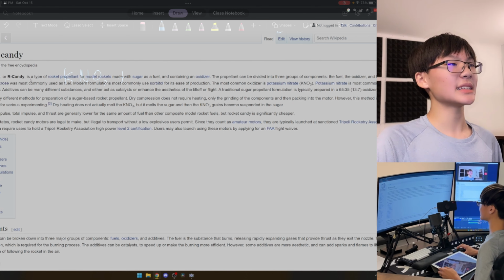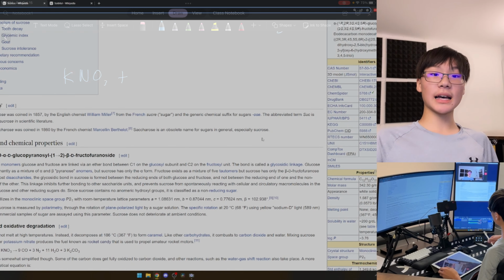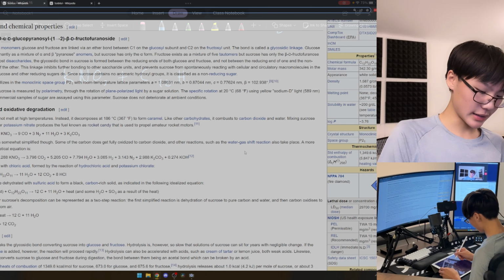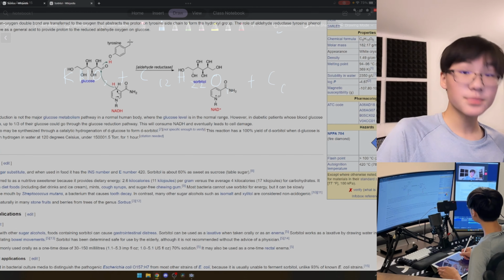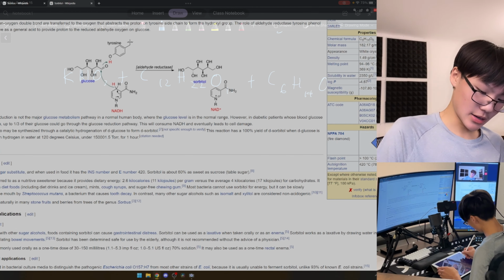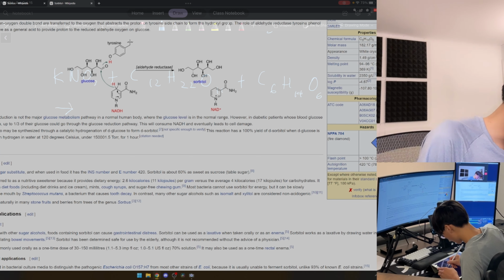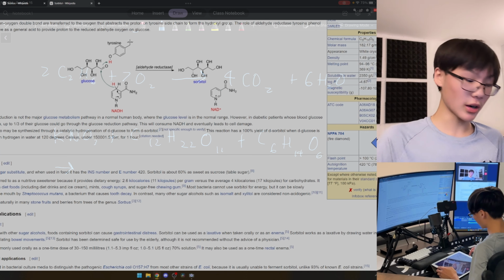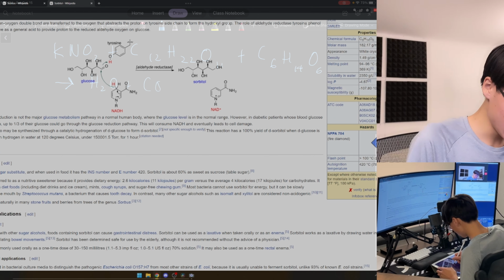So for our case, let's say we're using sucrose and sorbitol for our sugar. So sucrose has a chemical formula of C12H22O11, and sorbitol is going to have a chemical formula of C6H14O6. So these are our reactants. Now for our products, since this is also combustion, we're going to have both carbon dioxide and water again, so H2O and carbon dioxide, CO2.